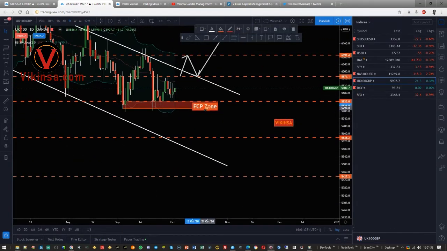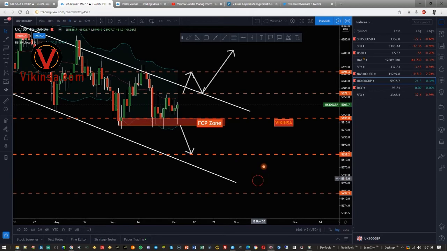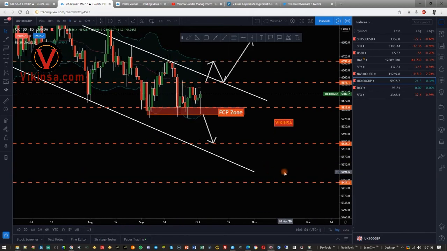So on the bearish side, if the market breaks through this FCP zone, then the next level that I'm looking for is 5640, which also kind of coincides with the channel. So that should be a very good level. Okay, so that's my analysis on UK100, FTSE100.